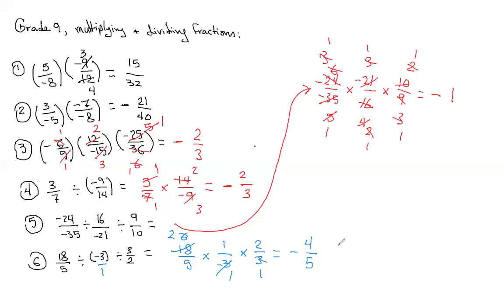I hope this helps grade 9ers solve questions like this. I think what I noticed from my experience teaching, always students confuse the sign. So here is a little trick that you could use. Just count the number of negatives you have in the question. If it's an odd number of negatives, your final answer is negative. If it's an even number of negatives, then your final answer is positive.